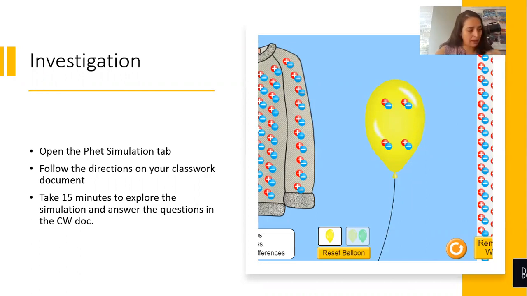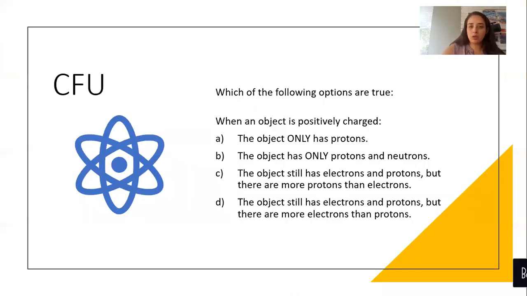All right, scholars, great. Welcome back. So let's do a quick pause to answer this check for understanding. In your classwork document, which one of the following options are true? When an object is positively charged, A, the object only has protons. B, the object has only protons and neutrons. C, the object still has electrons and protons, but there are more protons than electrons. And D, the object has electrons and protons, but there are more electrons than protons. In your classwork document, take the next minute to answer this question. Press pause now.